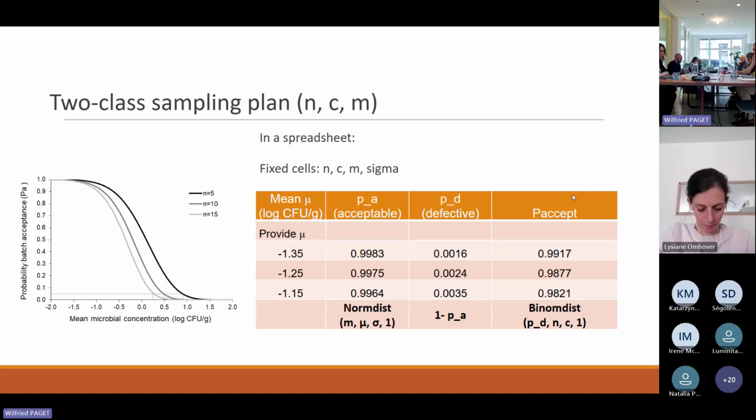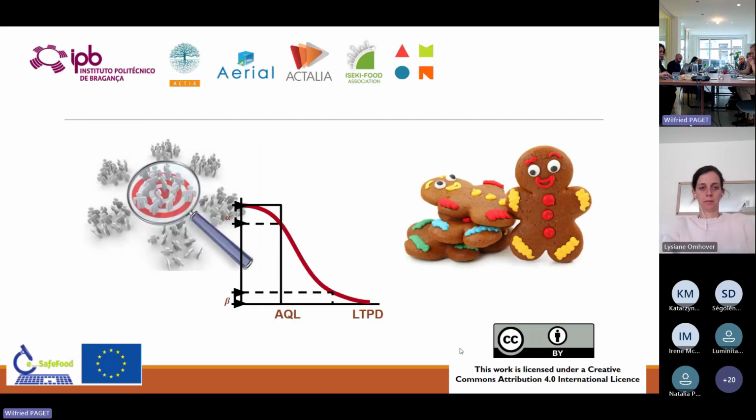And then finally, you can calculate the probability of accepting the lot, which allows you to know the probability or the degree of confidence that your good lot is accepted, or the degree of confidence that your bad lot, the very bad lot, is rejected, and you use this function using the binomial distribution. Okay, so I think this is all from my side, and I hope I was clear showing to you all these maths. Thank you.